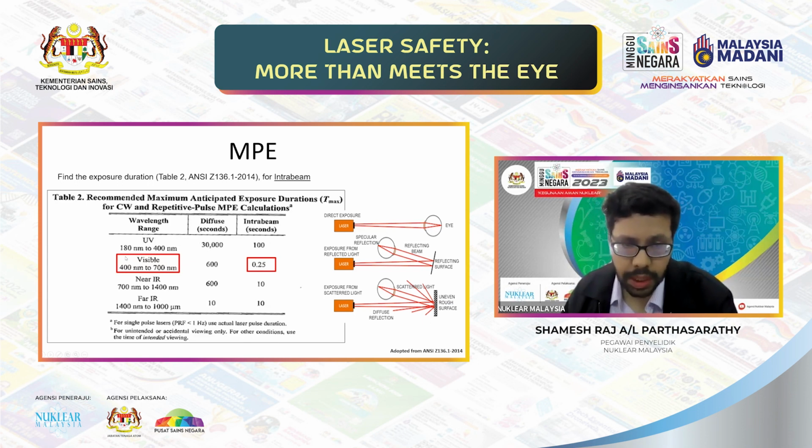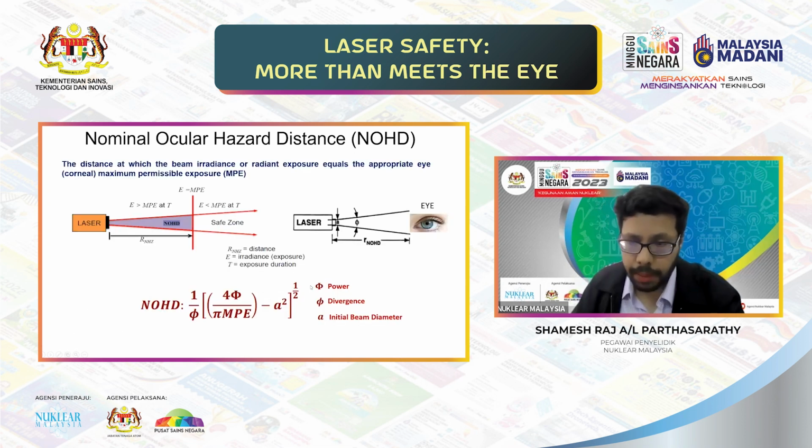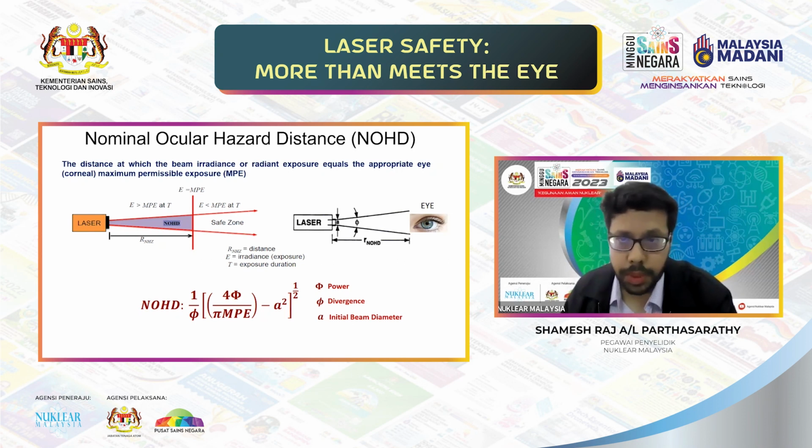Based on this, we can go into the visible range and check the intrabeam table. Everything is already set. We just need to plug in the values and calculate the duration and how we could calculate the MPE. So based on that, we calculate the MPE from the wavelength and also from the duration.